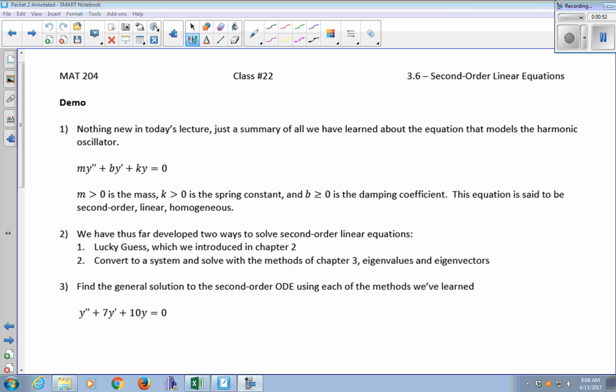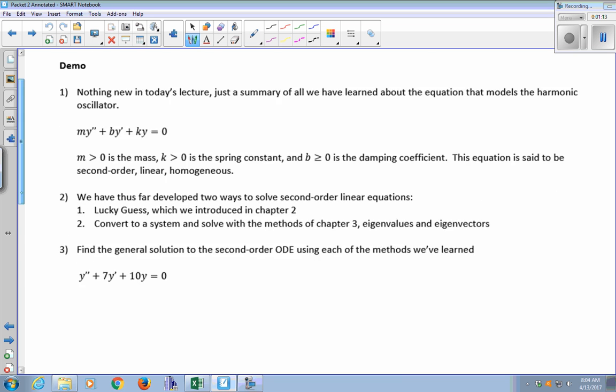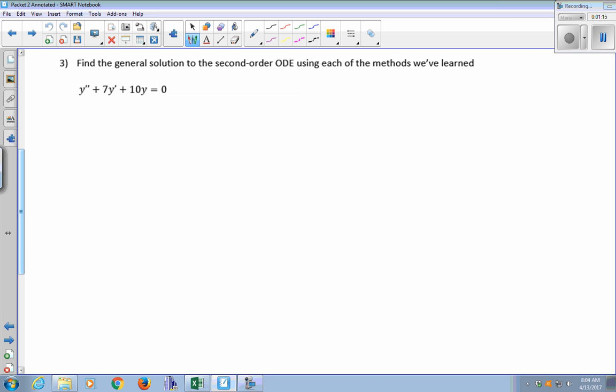So we've thus far developed two ways to solve second order linear equations. One was lucky guess. We did this quite a while back, in chapter 2. And the other was to convert it to a system and solve with the methods of chapter 3, which is finding eigenvalues and eigenvectors and using e^(λt)v. All right, so we're going to solve one using both methods. We can review lucky guess and we can review the chapter 3 methods. So first, lucky guess.